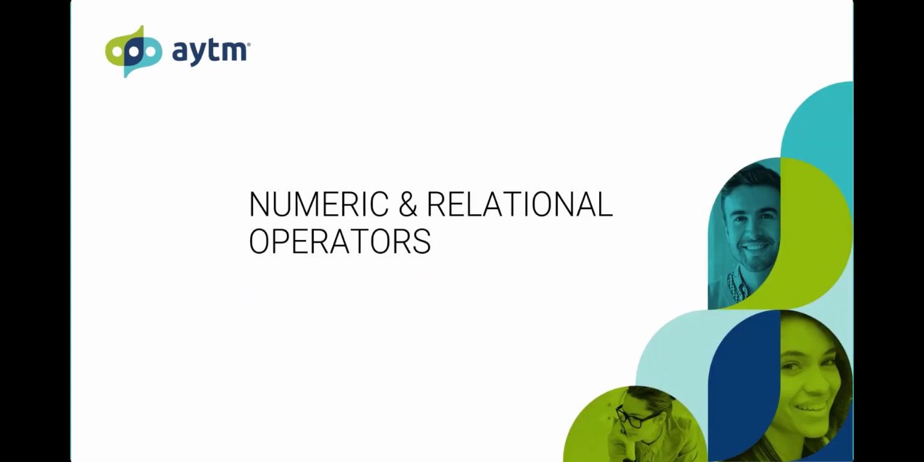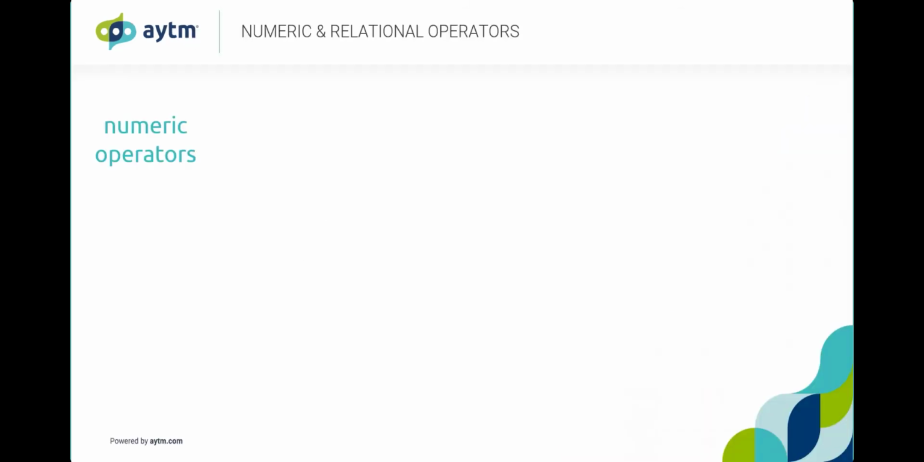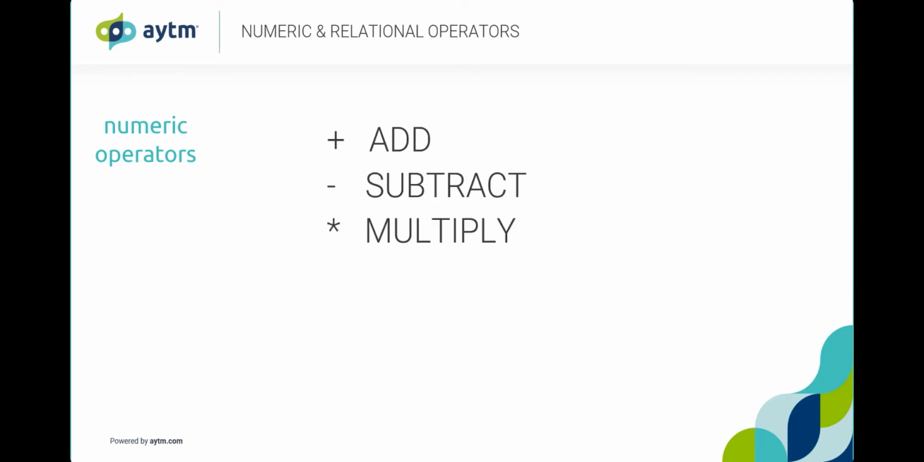Moving on to numeric and relational operators. Hint, numeric operator is just a fancy word for math, and relational operators are used for making comparisons. Maybe you need your survey to perform calculations for you. Lucky for you, AYTM includes numeric operators of the usual kind, such as add, subtract, multiply, and divide. You can use these operators along with regular numbers on variables and certain answer types in your survey.